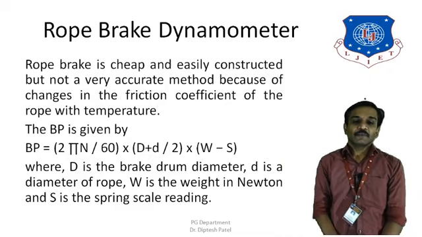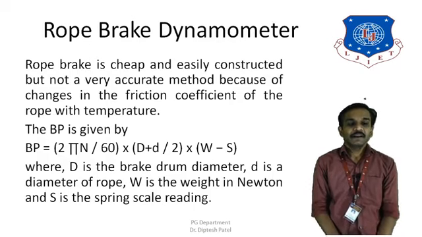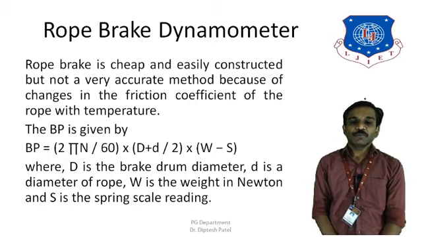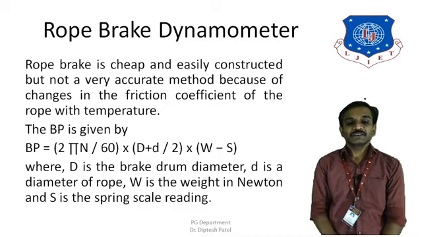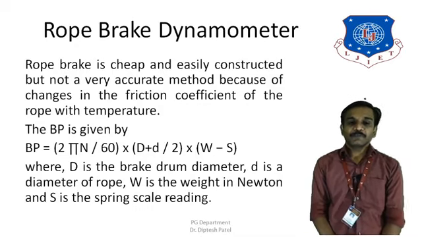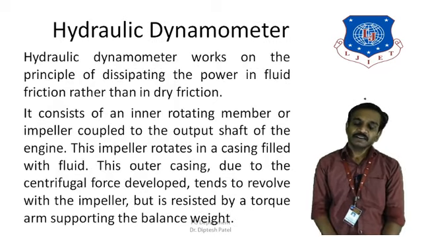brake dynamometer. Now the rope brake dynamometer is one of the cheap and easily constructed equipments that can be used to calculate the brake power. However, the accuracy of the rope brake dynamometer is not up to the mark, and it may change because of the change in the friction coefficient of the rope with temperature, because we know that with temperature the friction coefficient of the rope changes, and therefore the accuracy also varies. So in short, it is not as accurate as other dynamometers.